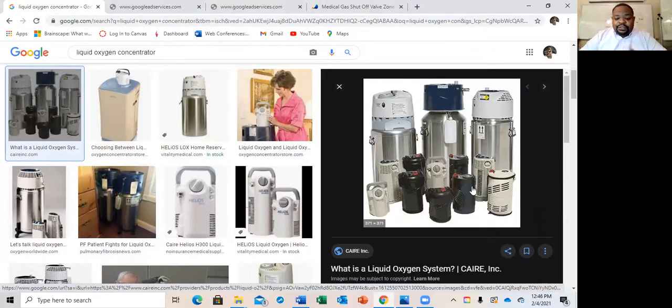But this is another little picture of a family of liquid oxygen systems, right? They're really, really cool. All right, let's keep going.